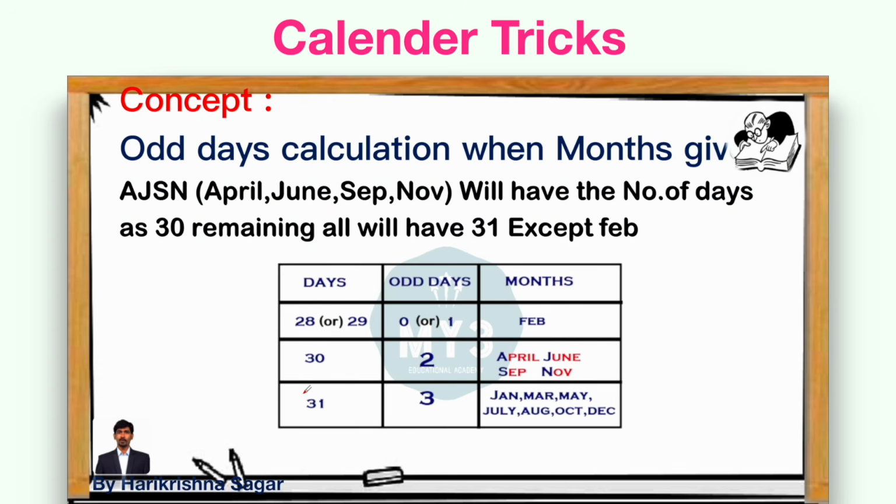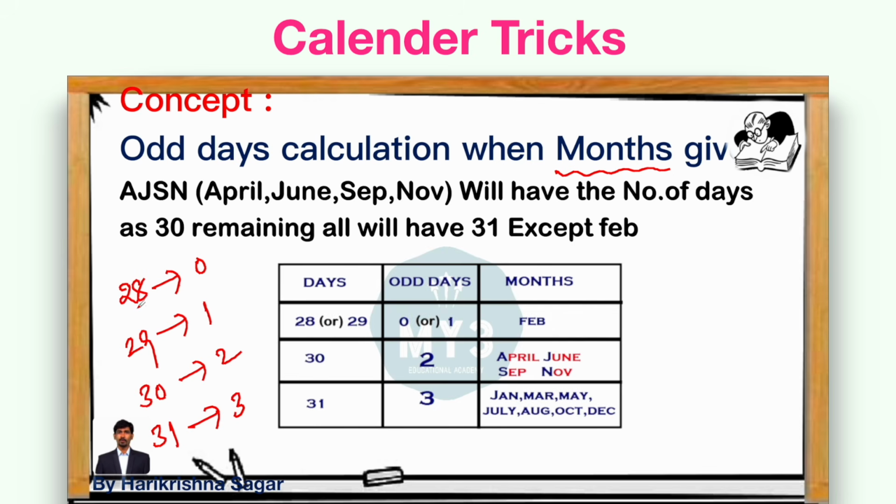And odd days calculation for months is also very important to remember. If you have months like January to December, we have 12 months. These 12 months will have either 28 days, 29 days, 30 days or 31 days. So 28 days means odd days are 0, 29 days means odd days are 1, 30 days means odd days are 2, 31 days means odd days are 3. How are we getting this? Remainder after dividing by 7. So 28 by 7, no remainder; 29 by 7, remainder 1, and so on. And which month has 28 and 29? Only February. If it is 28 days, you take 0. If it is 29 days, you take the number of odd days as 1.